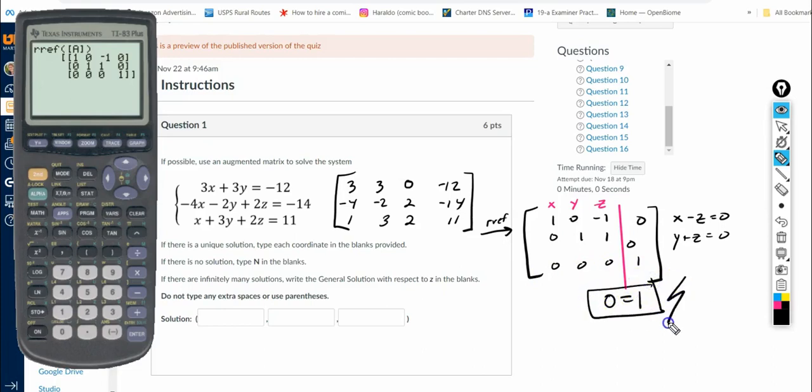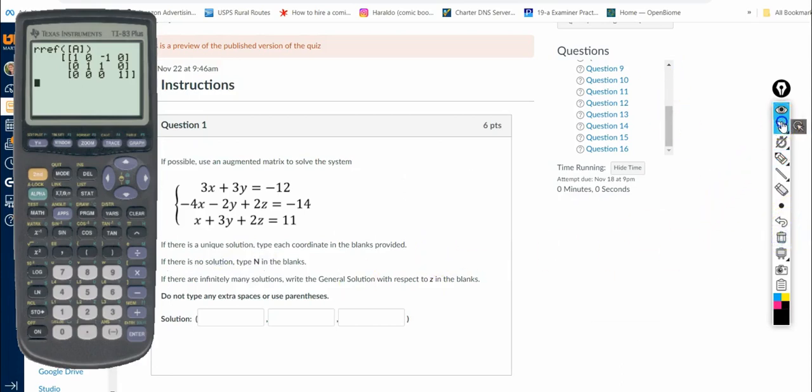That is a false statement. And if you have a false statement, it means your system is inconsistent, and so there is no solution. And if there is no solution, type in each of the blanks. That's what the instructions said to do. So that's what I'm going to do.